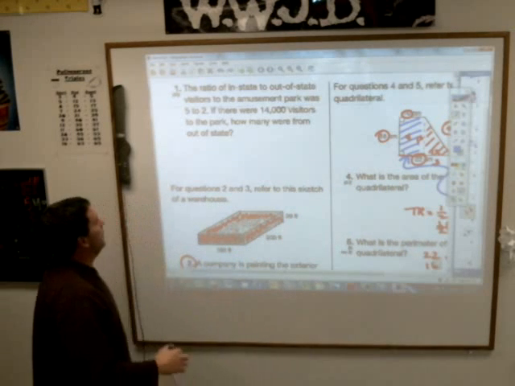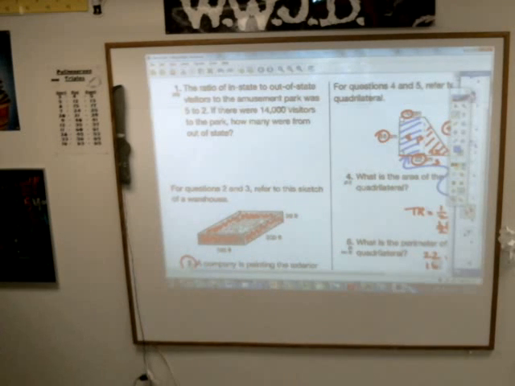The ratio of in-state to out-of-state visitors in the amusement park was 5 to 2. If there were 14,000 visitors to the park, how many were out of state? What are we gonna do here? Austin, what am I gonna do?